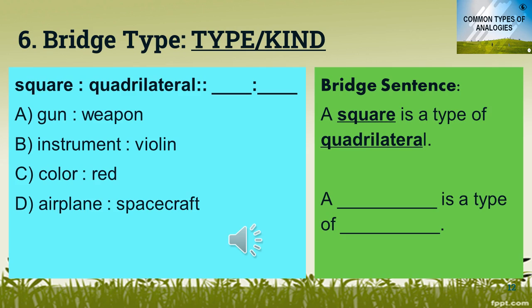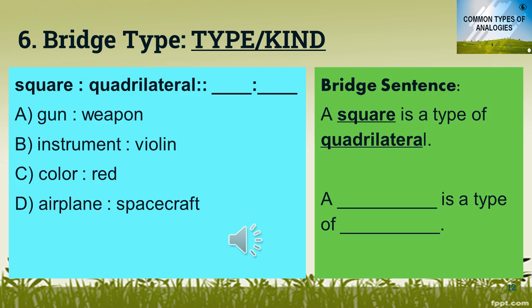So letter A, a gun is a type of weapon. Letter B, an instrument is a type of violin. Letter C, a color is a type of red. Letter D, an airplane is a type of spacecraft.